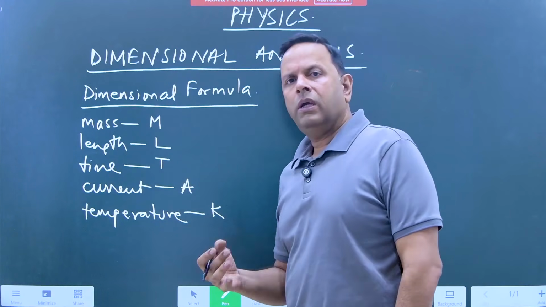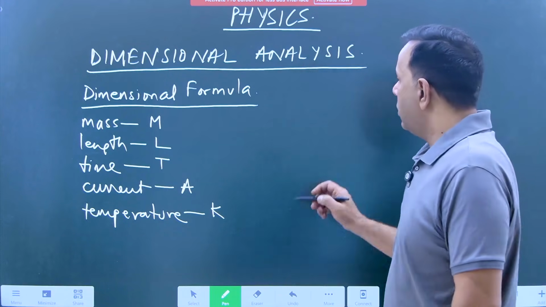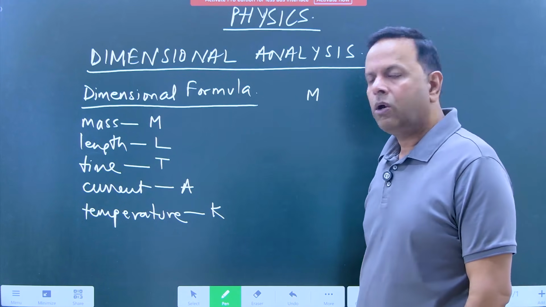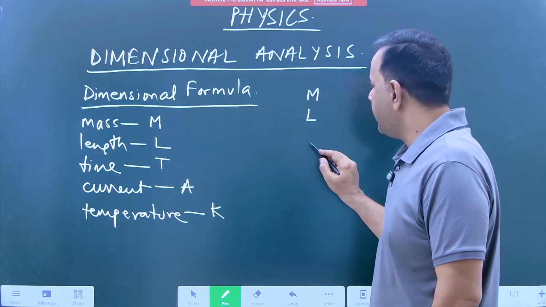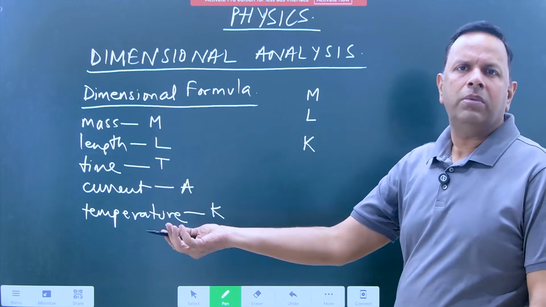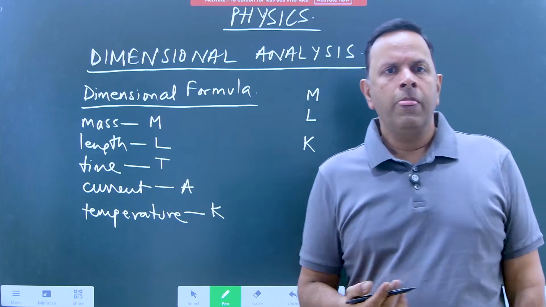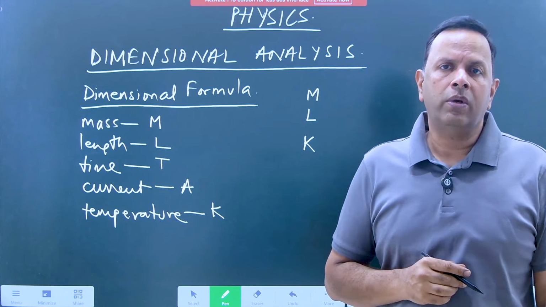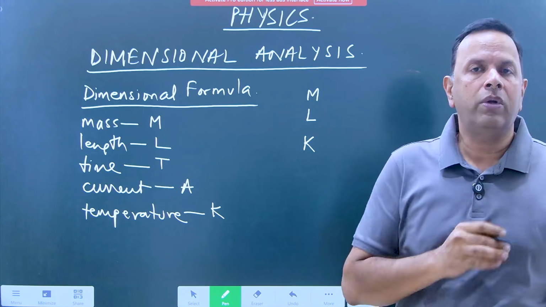If I ask you what is the dimensional formula of mass, your answer will be simply M. What is the dimensional formula of length? Your answer will be L. What's the dimensional formula for temperature? Your answer will be K. So basically, I'm only writing the symbol. That's why I said you will hardly be asked about the dimensional formula of the basic quantities. Usually, we talk about the dimensional formula for the derived quantity.